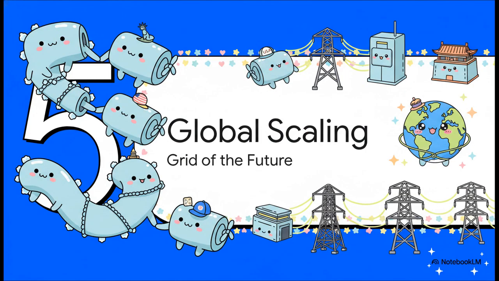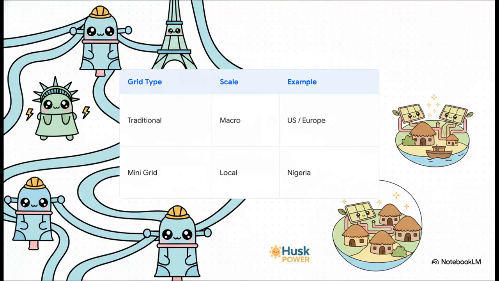Section 5. Global scaling. Now, deploying supercooled nitrogen cables and 100-ton spinning compensators is incredible for the US, Europe, and China. But as we look at fixing the world's biggest machine, different parts of the globe require completely different architectural approaches to upgrading their grids. When we look at architecture, traditional macro grids cover thousands of square miles as massive national infrastructure. But for areas beyond the reach of the main grid, a completely new architecture is thriving: the mini-grid.